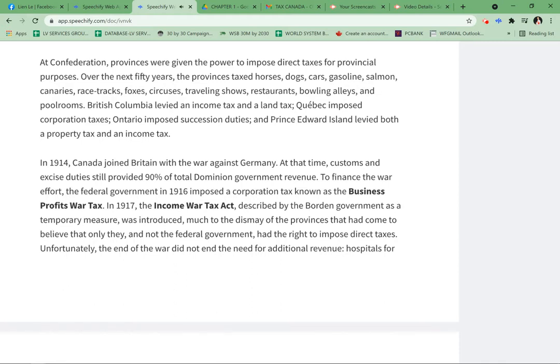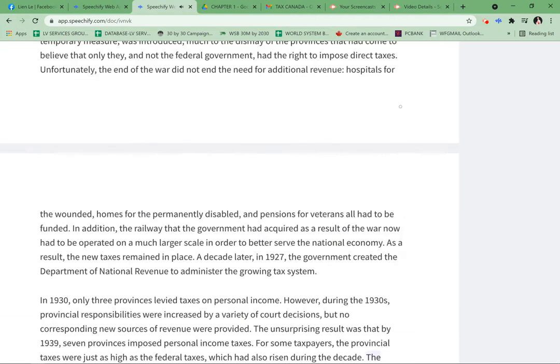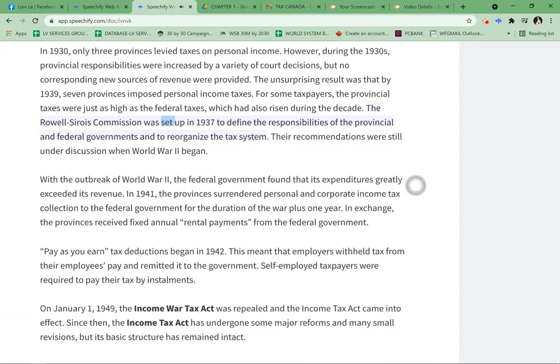For some taxpayers, the provincial taxes were just as high as the federal taxes, which had also risen during the decade. The Rowell-Sirois Commission was set up in 1937 to define the responsibilities of the provincial and federal governments and to reorganize the tax system. Their recommendations were still under discussion when World War II began.